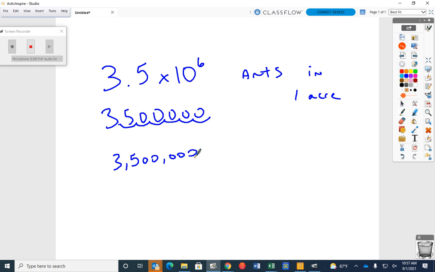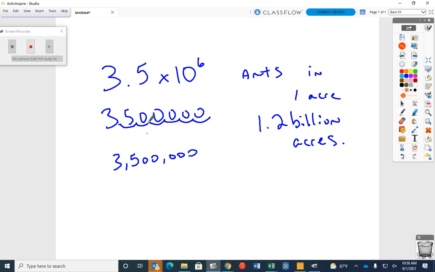there are 3,500,000 ants. Okay, now let's say that there are, in the entire rainforest, 1.2 billion acres. Do you think we could figure out how many ants are in the rainforest? Do you think we could make an estimate of how many? Okay, so we're going to have to multiply here some really large numbers, right? So we don't want to do that, okay? I would rather put these numbers into scientific notation.